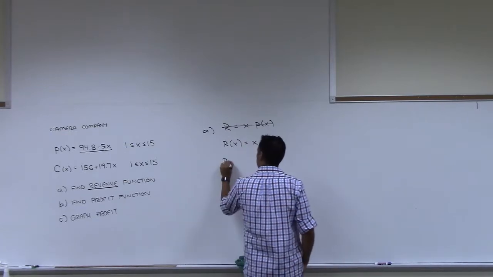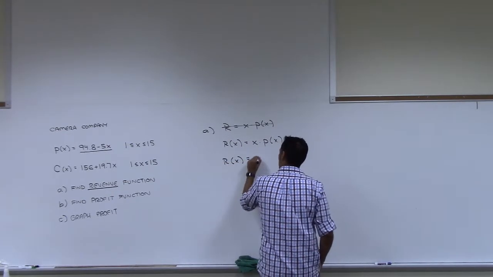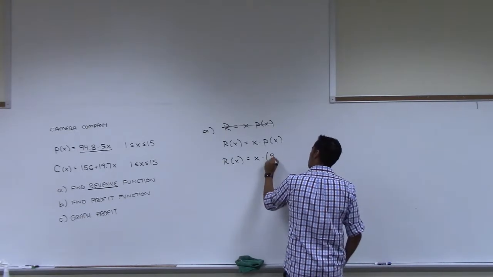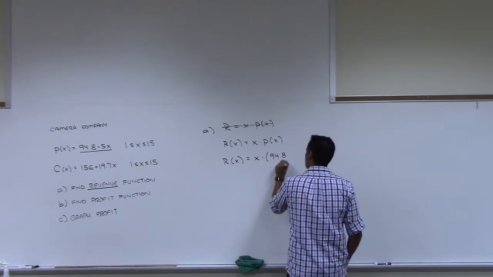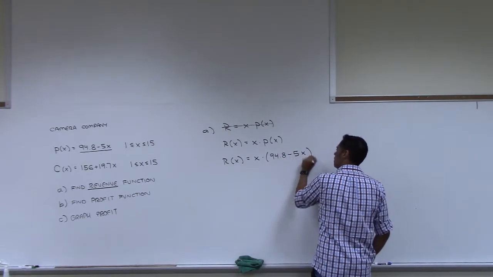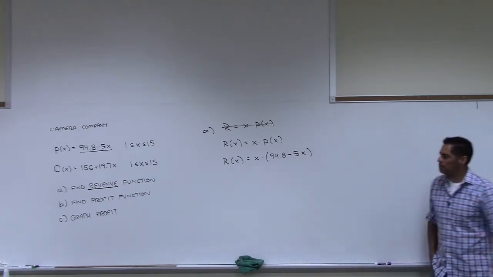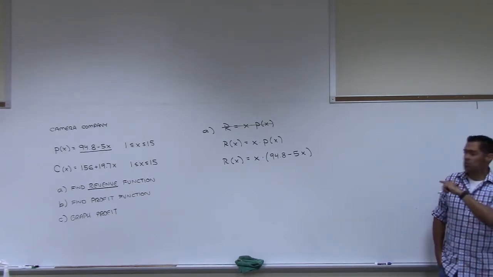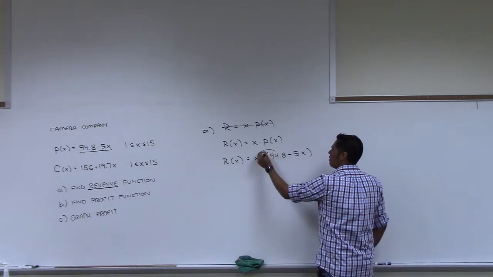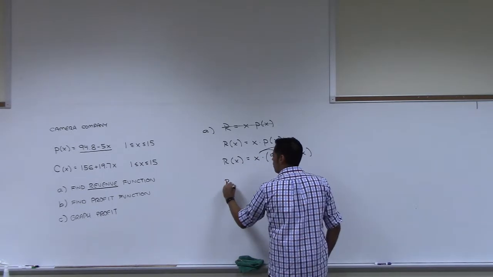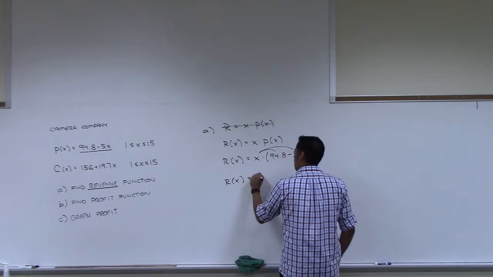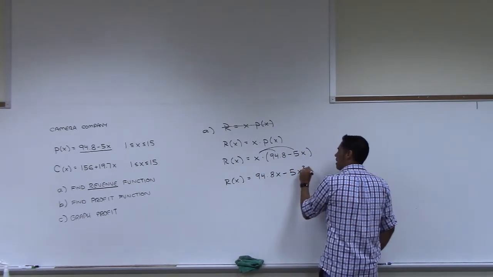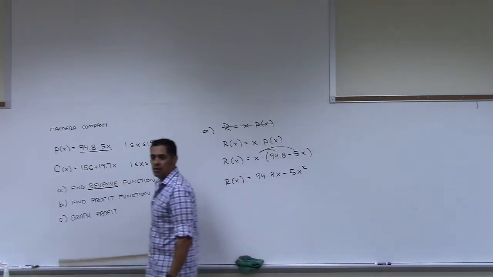So I'm going to take X times, in parentheses, 94.8 minus 5X. And then I'm going to distribute the X through. All right, so multiply here, here. So we get a final revenue function of 94.8x minus 5x squared. And you can see here we have a quadratic function, don't we?